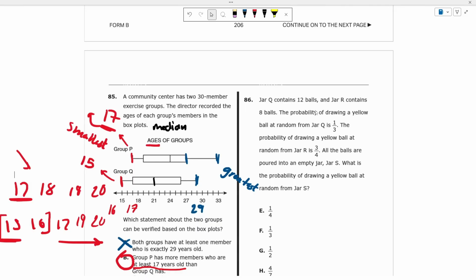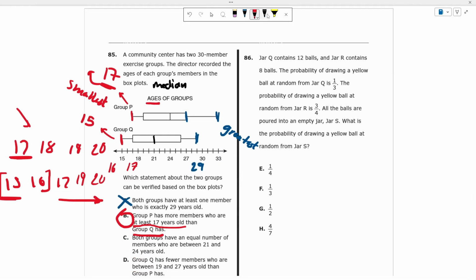Number 86 says that jar Q contains 12 balls and jar R contains 8 balls. The probability of drawing a yellow ball at random from jar Q is 1/3. The probability of drawing a yellow ball at random from jar R is 3/4. If all of the balls are poured into an empty jar, jar S, what is the probability of drawing a yellow ball at random from jar S? So let's look at the difference between the two jars.